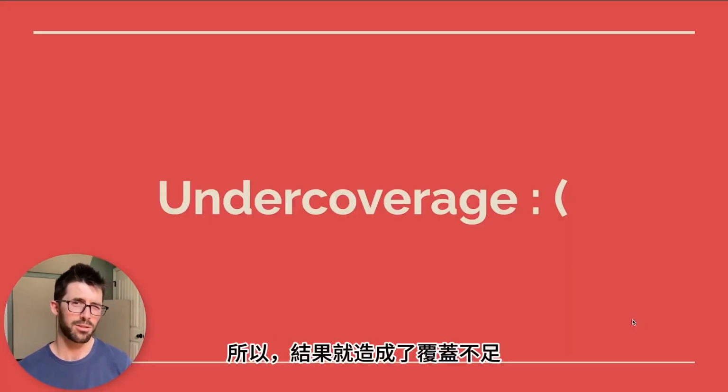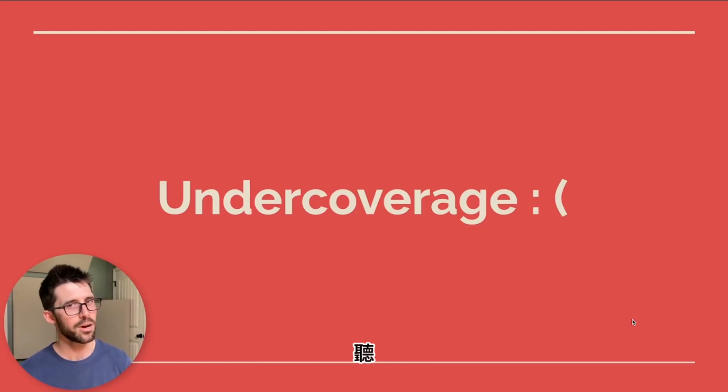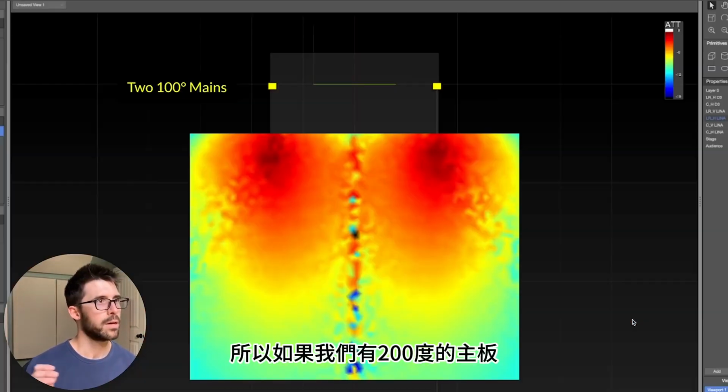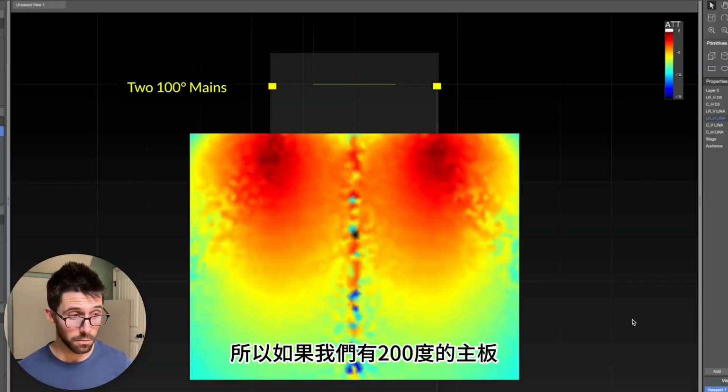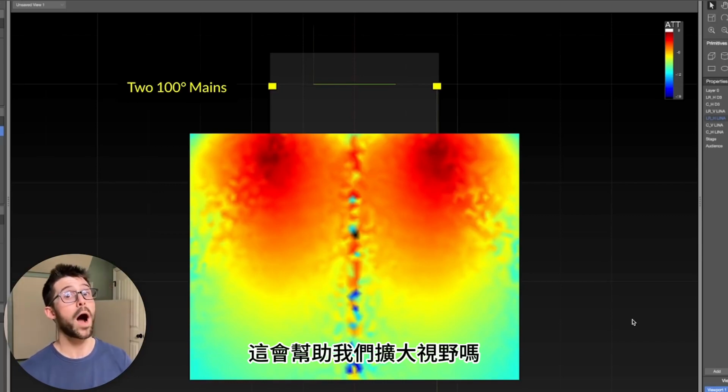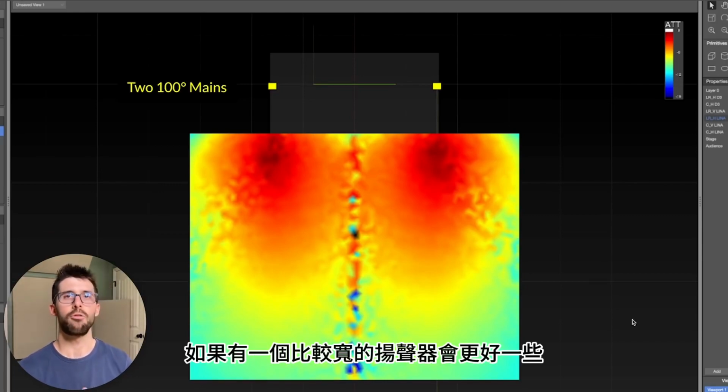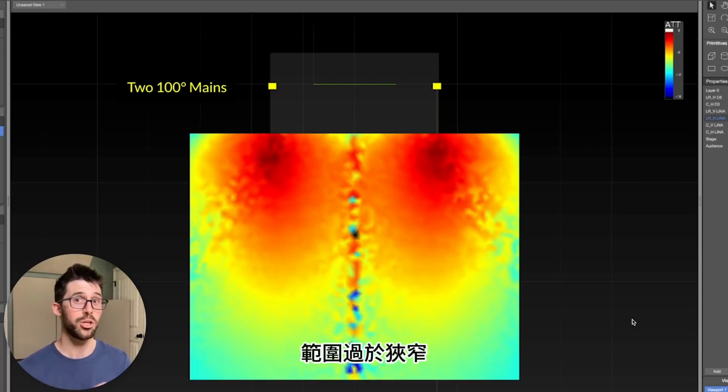So that results in under coverage. No one likes that. People can't hear, and you get fired. So if we have two 100-degree mains, is that going to help us? Is wider necessarily better? I would say I'd rather have a wider speaker, a little bit too wide speaker than a little bit too narrow.